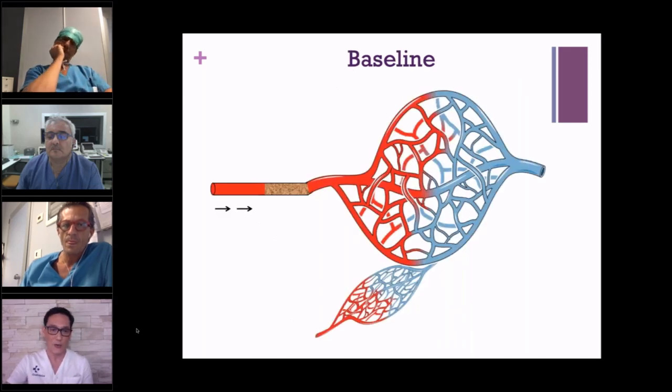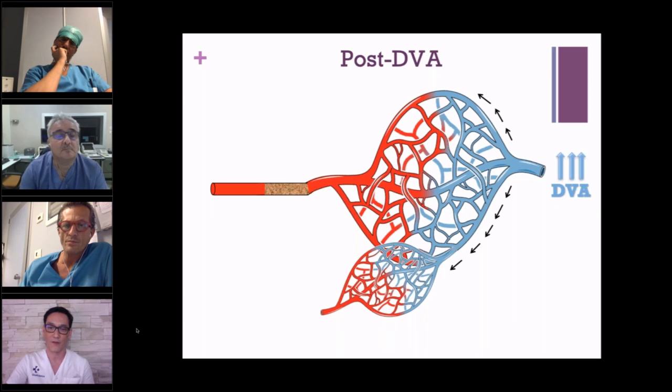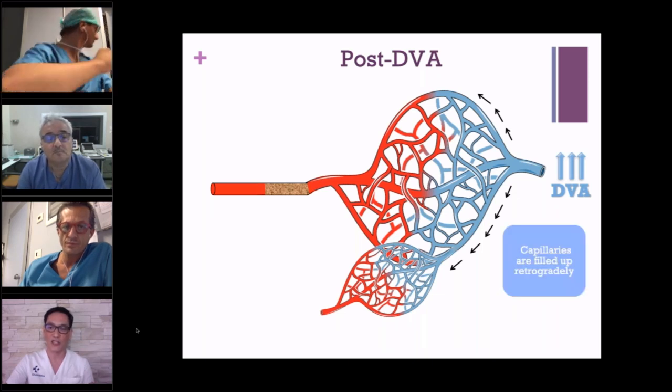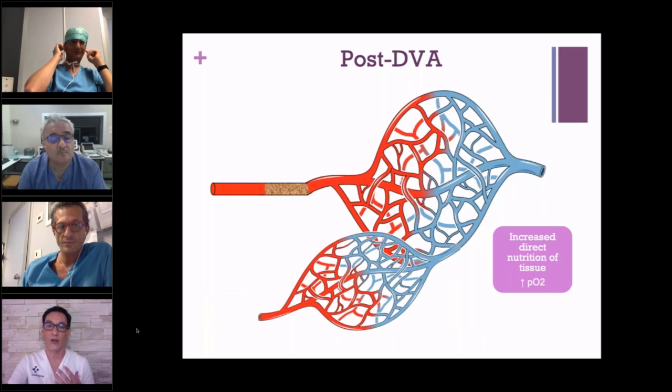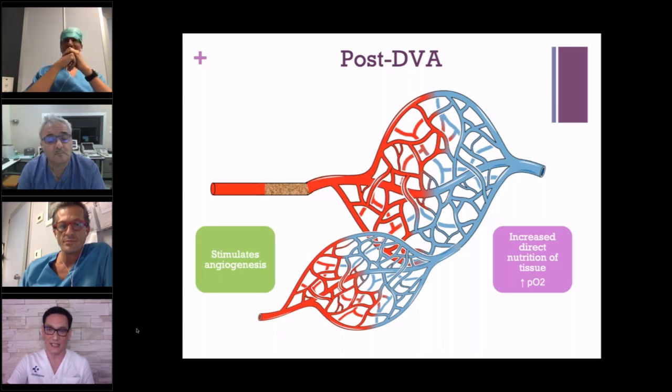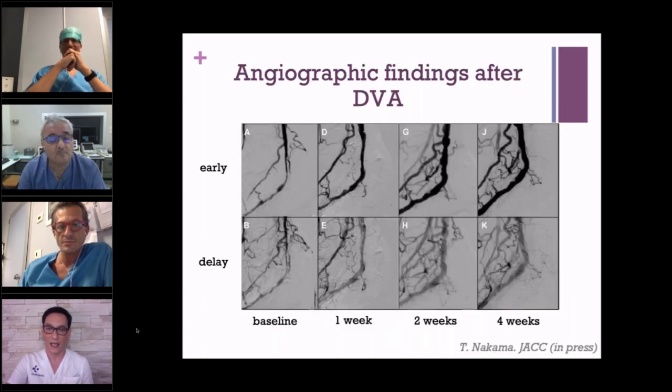So this is the baseline situation in which you have an occlusion of the arterial flow, which prevents flow to the tissues. But when we perform a DVA, you increase flow in the venules, and this is retrogradely transmitted to the capillaries that are filled, and this generates a recruitment effect that increases flow in hibernated collaterals. This will increase direct nutrition of tissue with increase of TcPO2 and stimulates angiogenesis. And this can be seen in consecutive angiographies following a DVA.